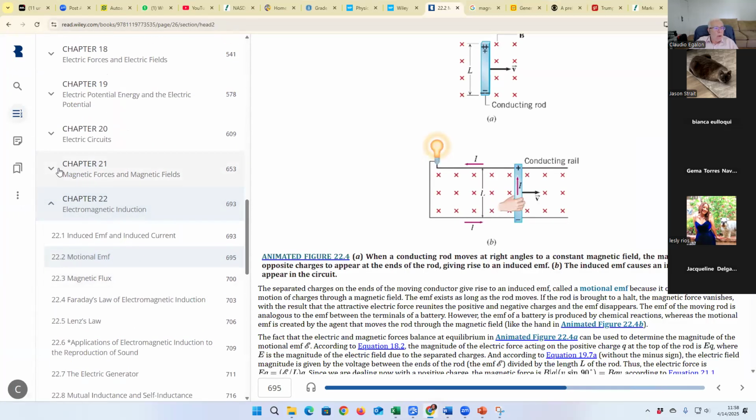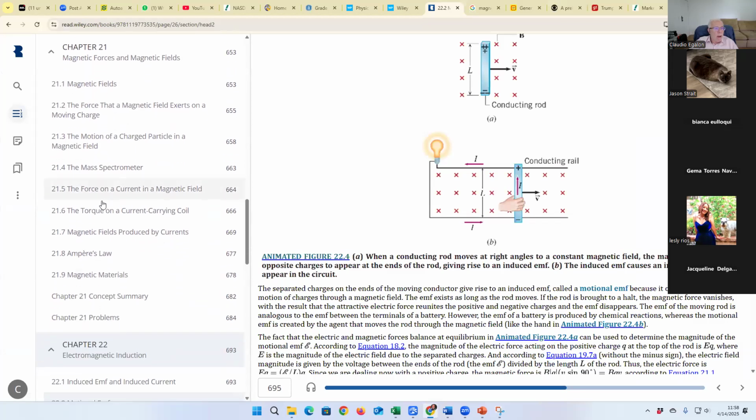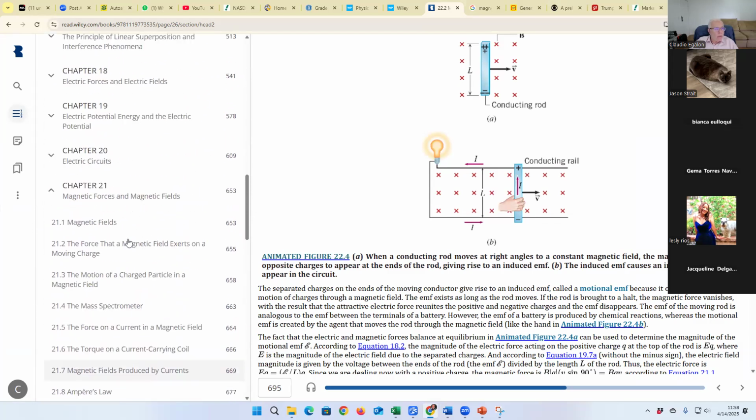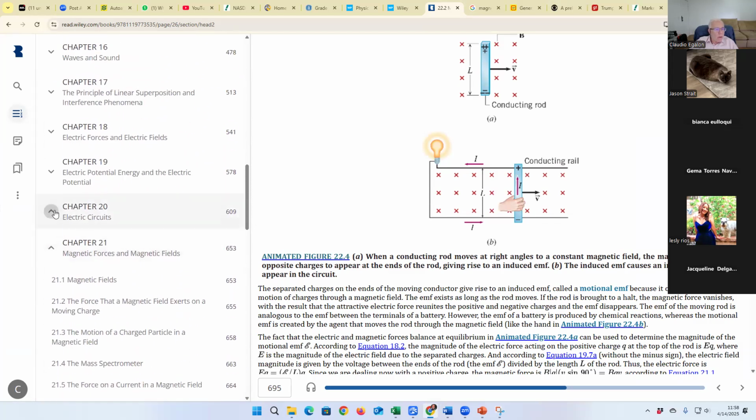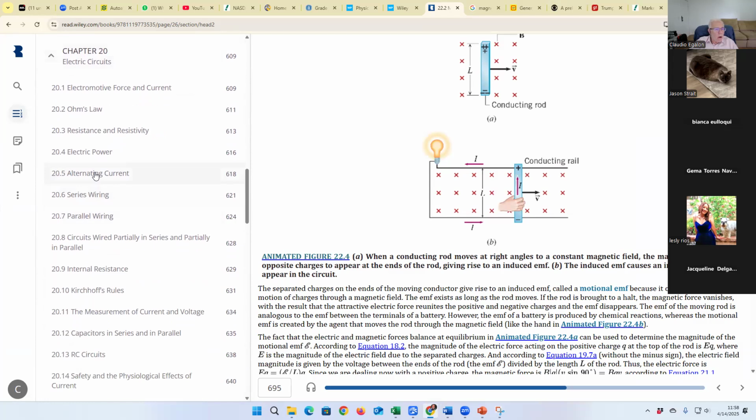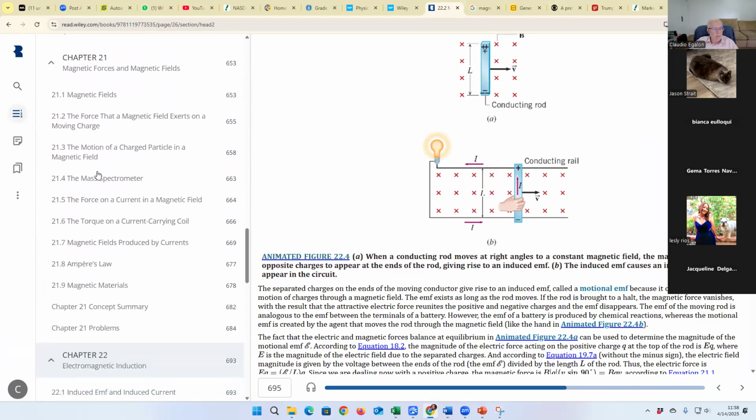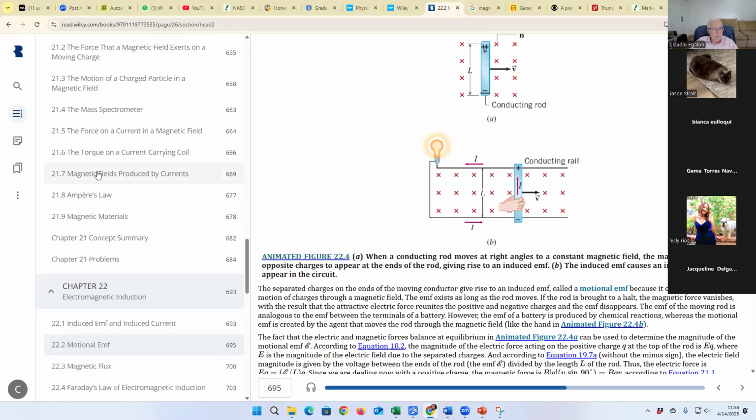So now we are ready to talk about, let's see, not this one, this one here, alternating current. Now we are ready to talk about alternating current, but only after we go through chapter 21 and start chapter 22. Okay?